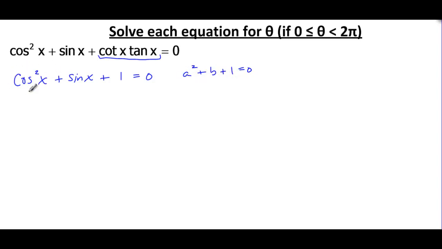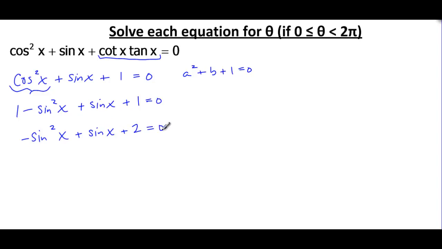So I have this cosine squared, and if you remember from our Pythagorean identities, cosine squared x is the same thing as 1 minus sine squared x. So 1 minus sine squared x plus sine of x plus 1 equals 0. Alright, so let's combine some like terms and put it in standard form, going in decreasing order. So I'm going to do negative sine squared x plus sine of x, and then 1 plus 1 is 2. I don't like to factor with this negative, so I'll call sine b, and I have negative b squared plus b plus 2 equals 0.